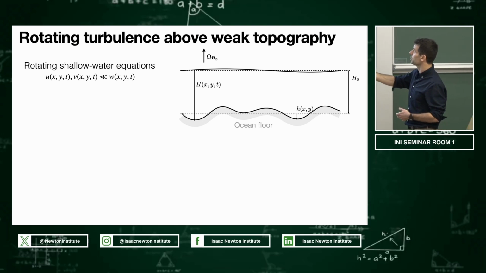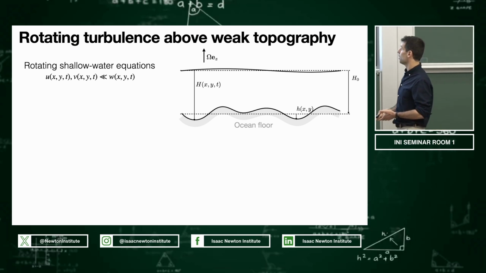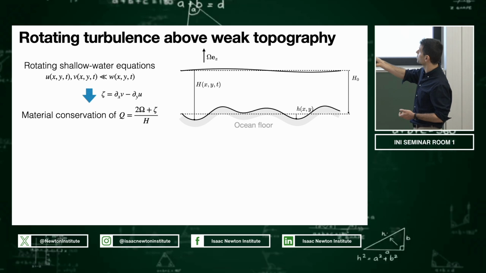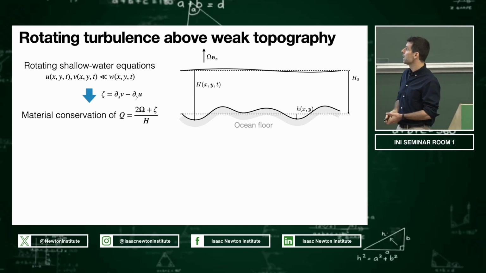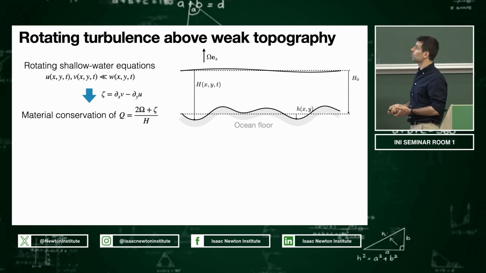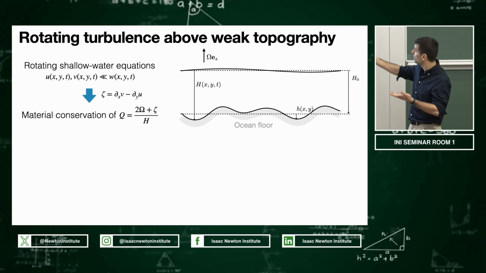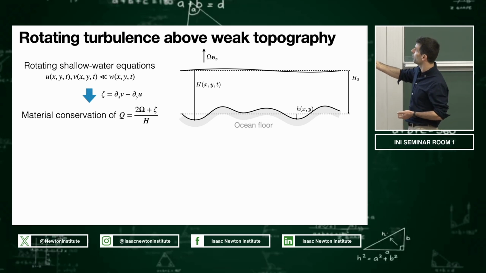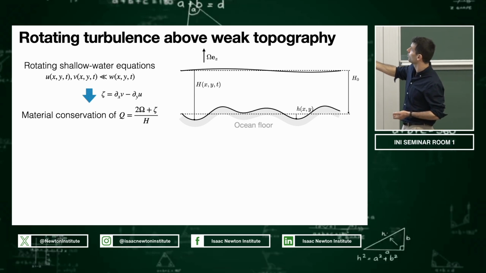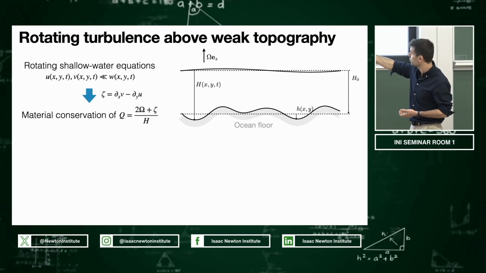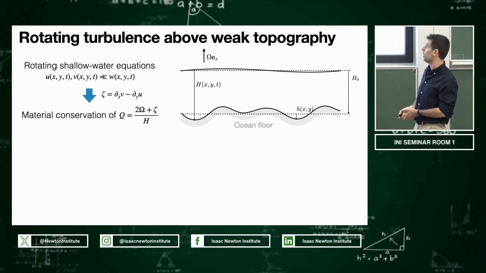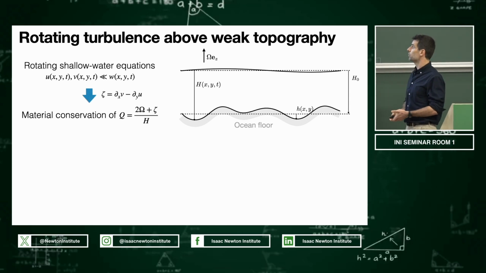Okay, so shallow water equations, U and V are much less than W. And you can introduce the vertical vorticity here, dx of V minus dy of U. And you can show, starting from the rotating shallow water equations, that there's an exact material invariant in the system, which is called the potential vorticity Q. You can see it's the ratio of the total vorticity of the flow. You have planetary rotation and local vertical vorticity divided by the total depth here, which is a function of x and y. Okay, so that's a conserved quantity.